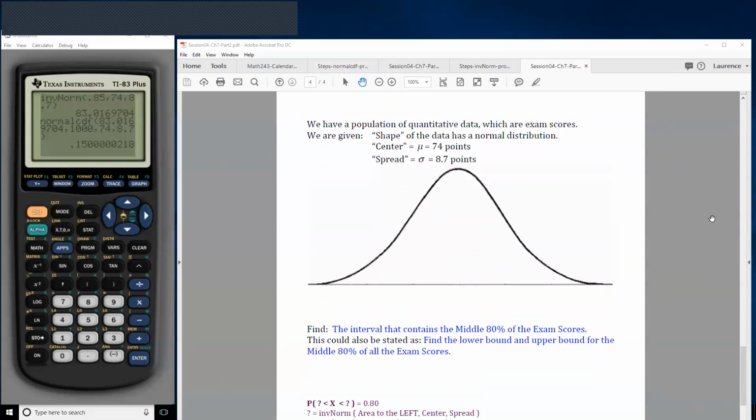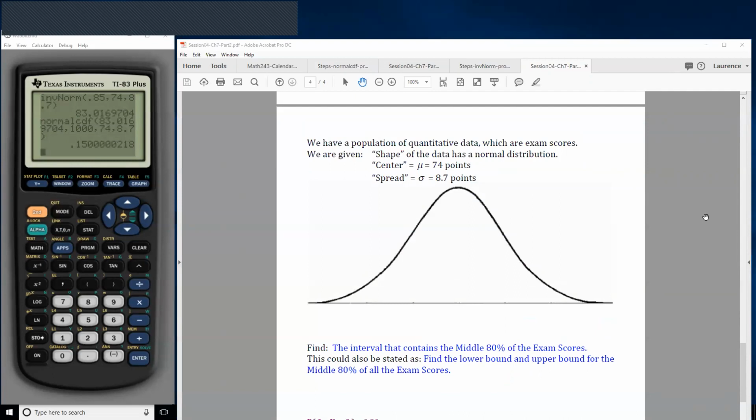Got one more. This will be the last one. So if you got any questions, you better think about asking them pretty soon.